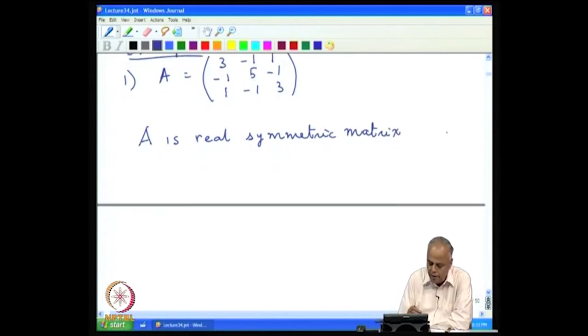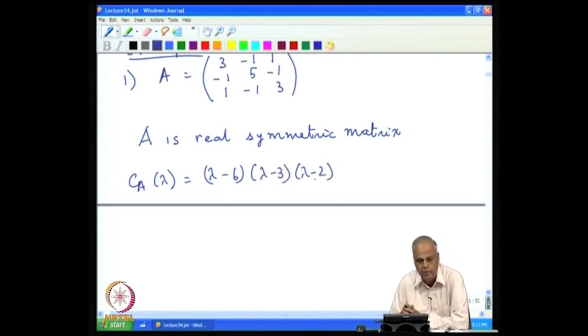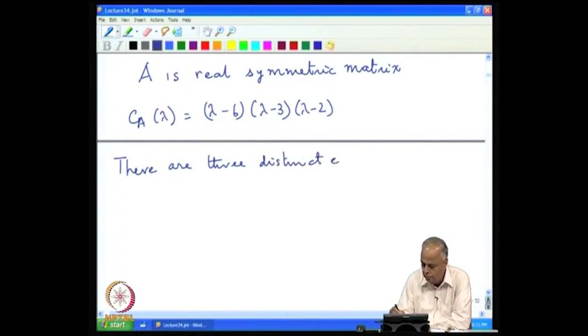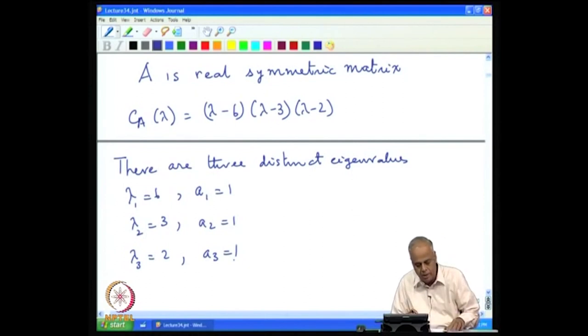Then let us find the characteristic polynomial of this, which can be shown to be lambda minus 6 into lambda minus 3 into lambda minus 2. We have to just write the determinant of lambda I minus A and expand it, then we will find it can be factored as lambda minus 6 into lambda minus 3 into lambda minus 2. Therefore, there are three distinct eigenvalues. They are lambda 1 equal to 6, lambda 2 equal to 3, and lambda 3 equal to 2, and obviously their algebraic multiplicities are all 1. So, we have a real symmetric matrix whose eigenvalues are known, and we know their algebraic multiplicities.